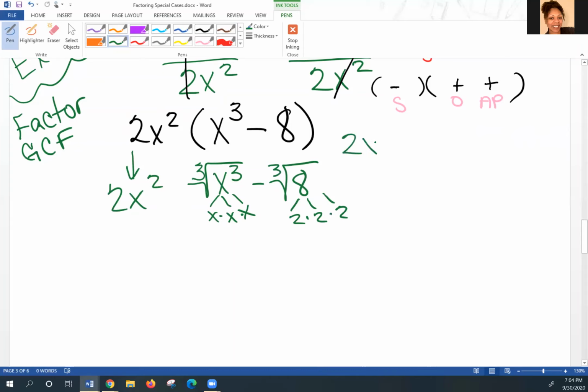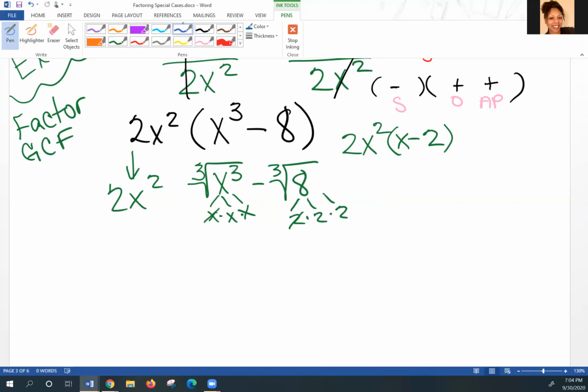So 2x squared, and parentheses, which is just going to be my binomial. I take one of those, which is x, take one of those, which is 2, and then the sign that's in the middle is the same. So that's what I'm working with so far. Now, I could go ahead and fill out the rest, but I do want to show you another way that you could possibly do this.